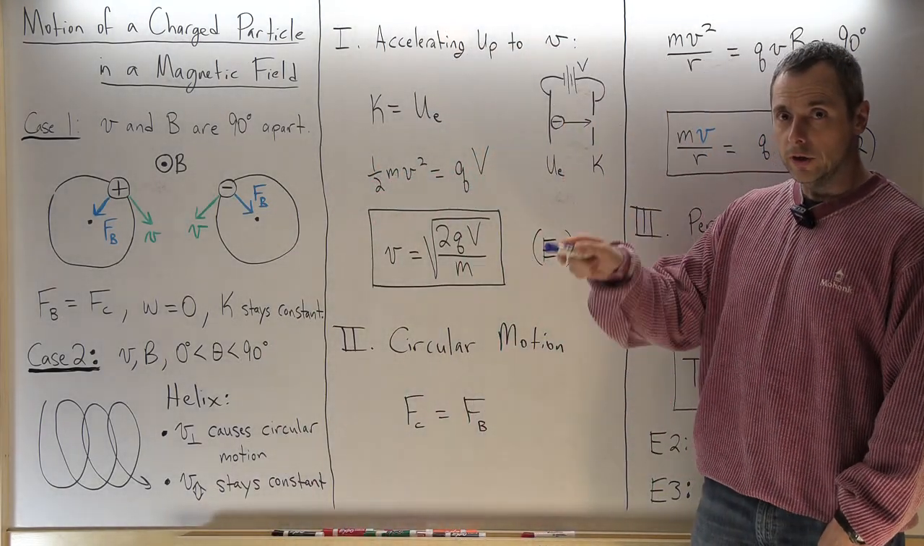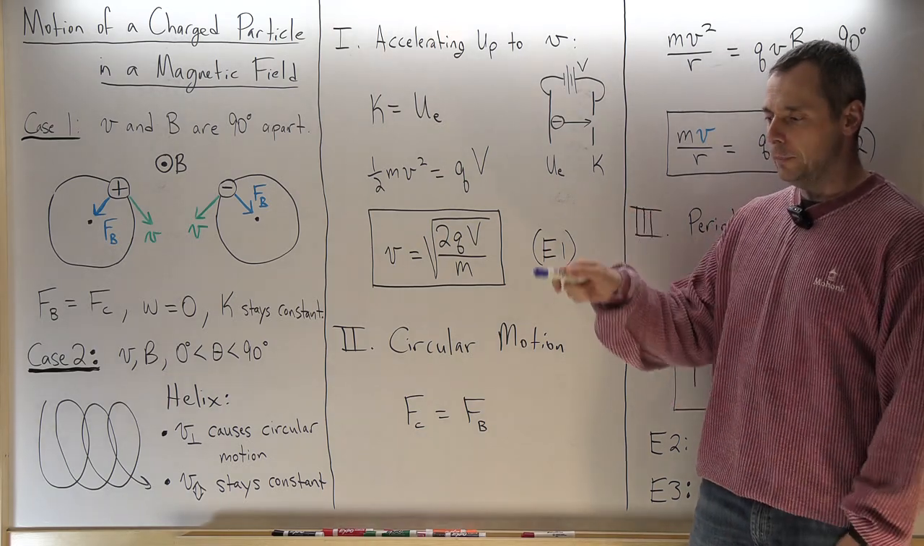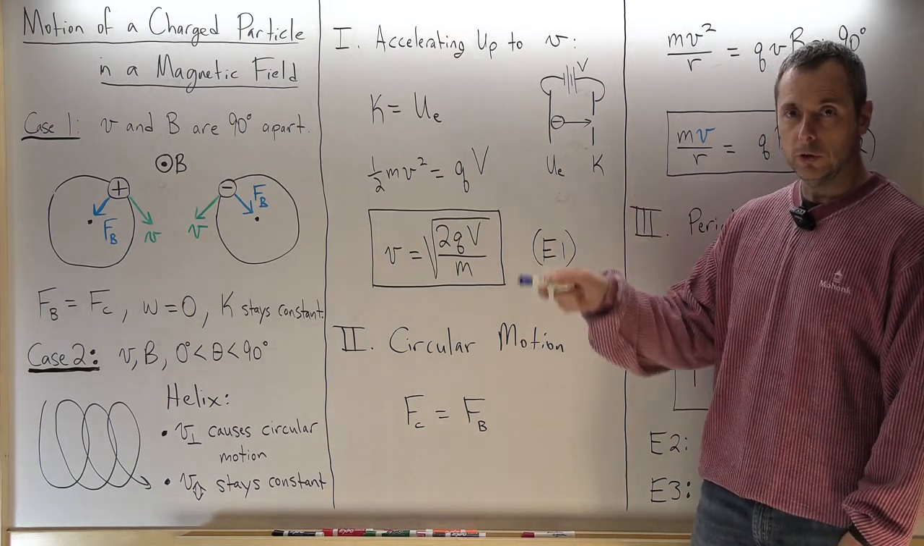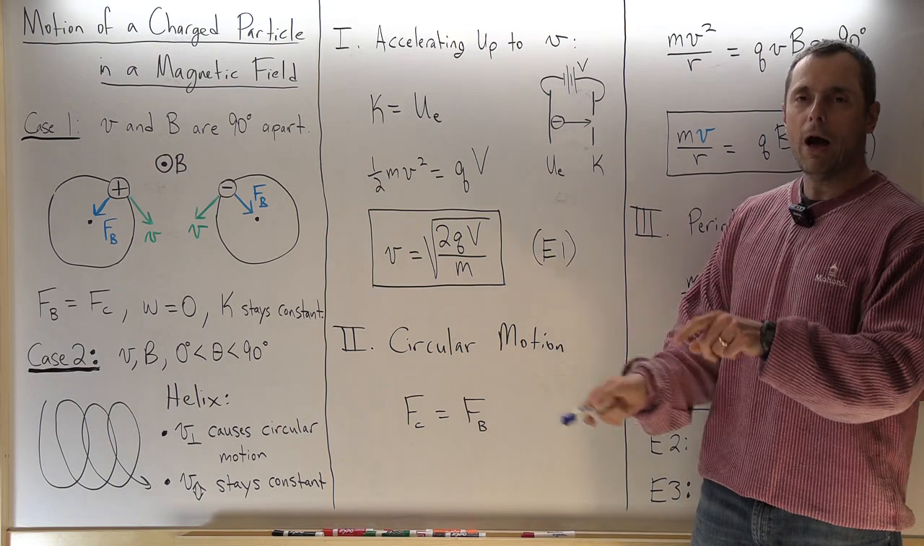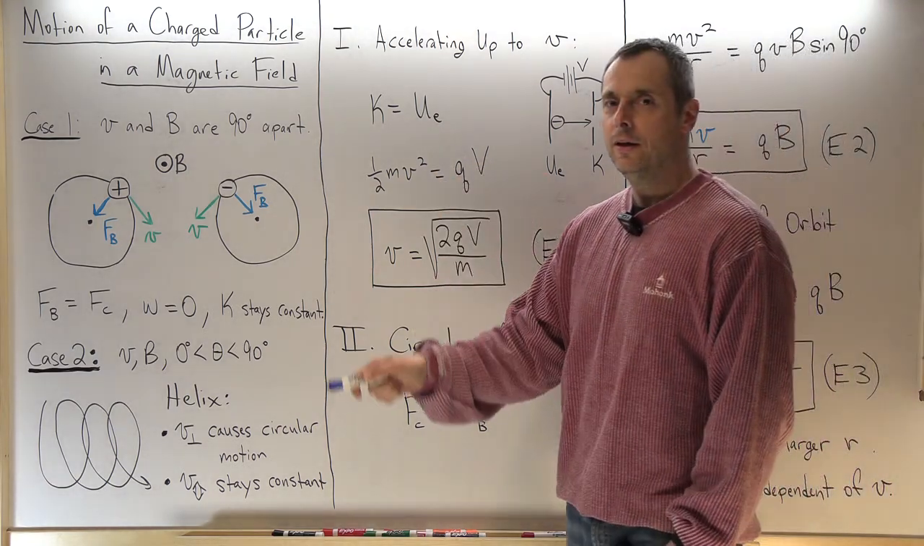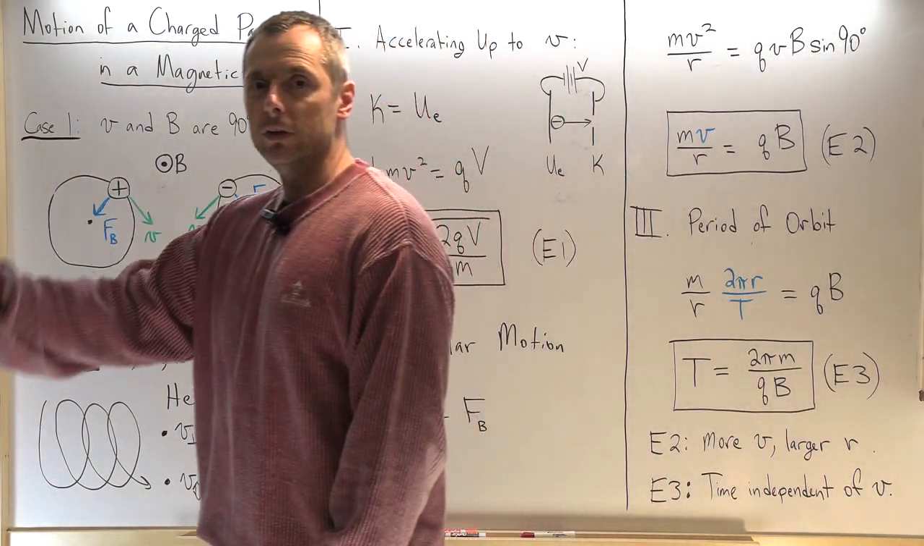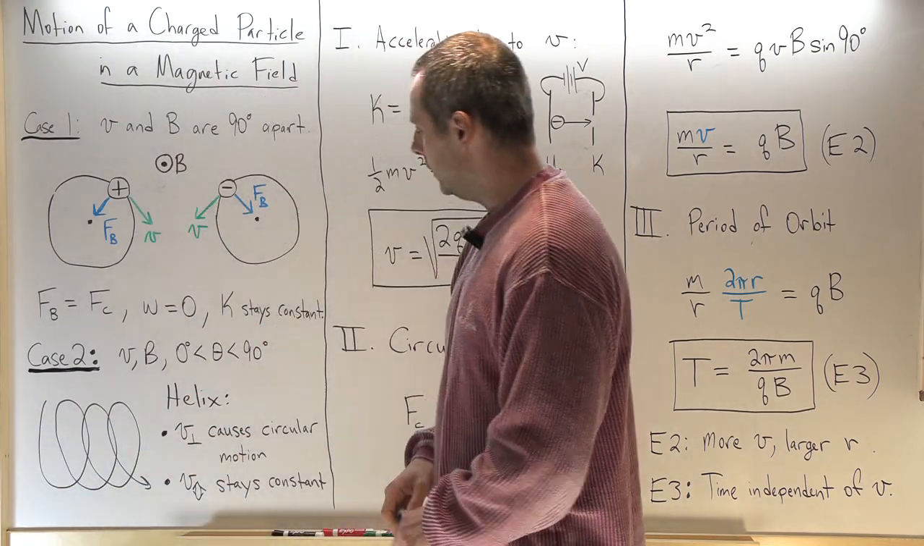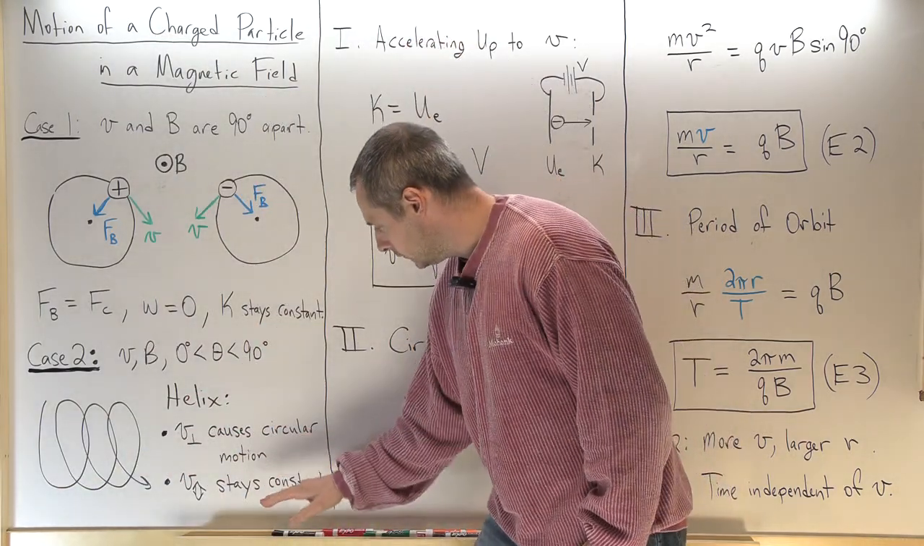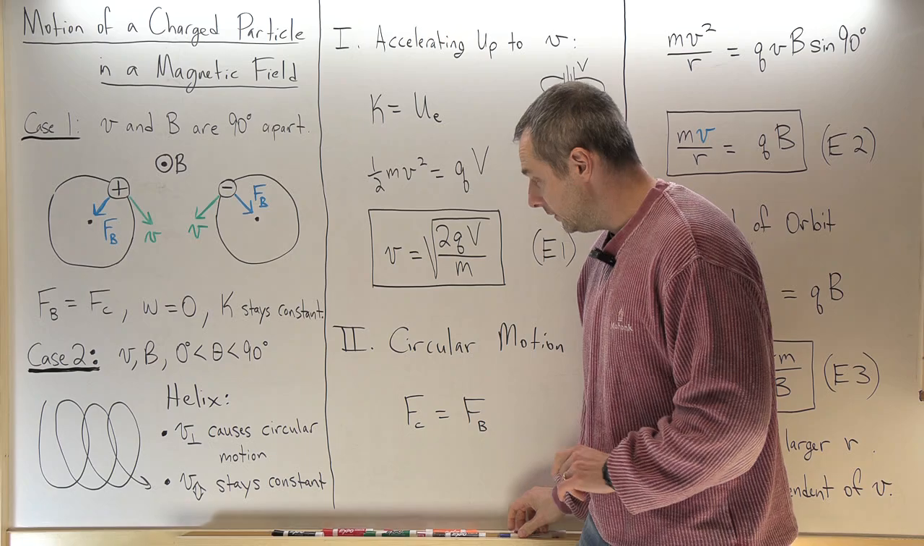Here is circular motion. Imagine the tip of the marker, I'm tracing that out, circular motion. Now let me move forward while I'm going in a circular path. What am I doing? I'm tracing out a helix as I've shown here. V perpendicular causes circular motion, V parallel stays constant.